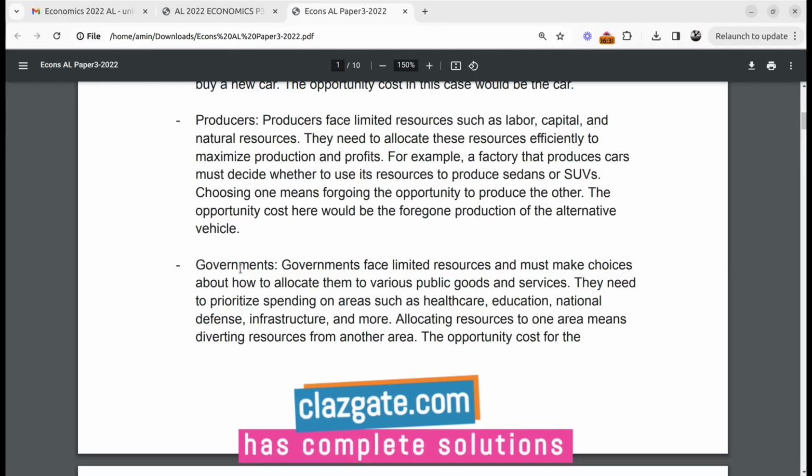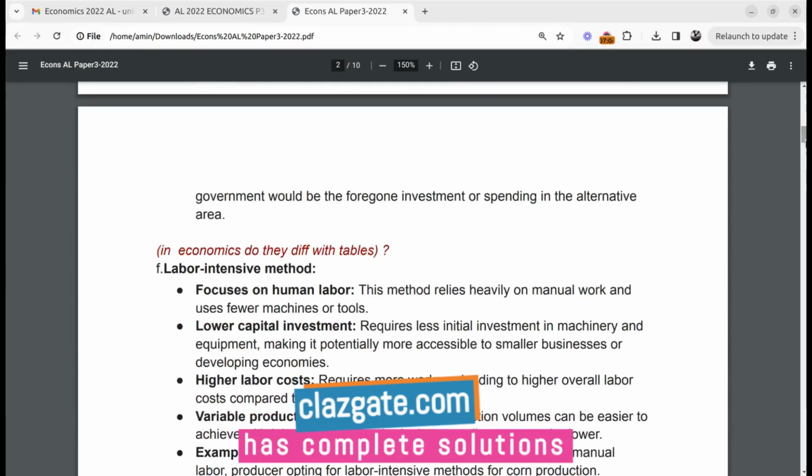In terms of government, we'll say governments face limited resources and must make choices about how to allocate them to various public goods and services. They need to prioritize spending on areas such as healthcare, education, national defense, infrastructure, and more. Allocating resources to one area means diverting resources from another area. The opportunity cost for the government would be the foregone investment or spending in the alternative area.